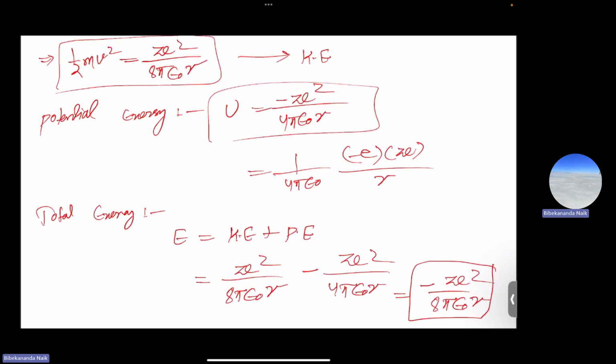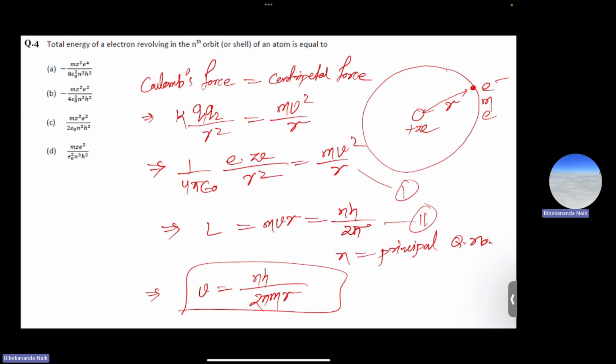And if you see the options, option A, m z square e fourth divided by 8 epsilon 0 square n square h square, is the correct option. So the total energy of an electron revolving in the nth orbit is given by this, and the value is negative, which reflects that the electron is being attracted by the nucleus continuously. So this is a bound system, and for a bound system the energy is negative always.